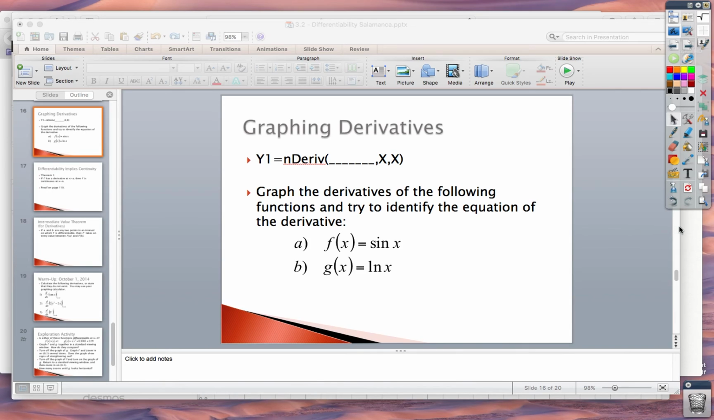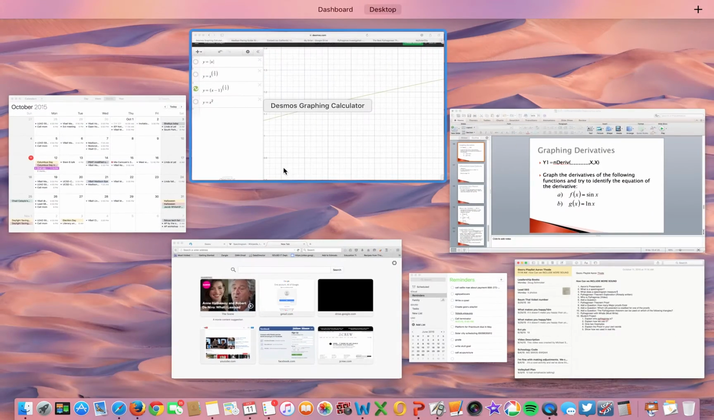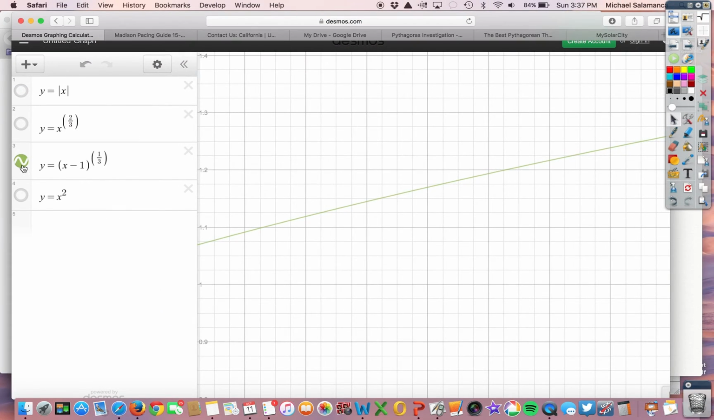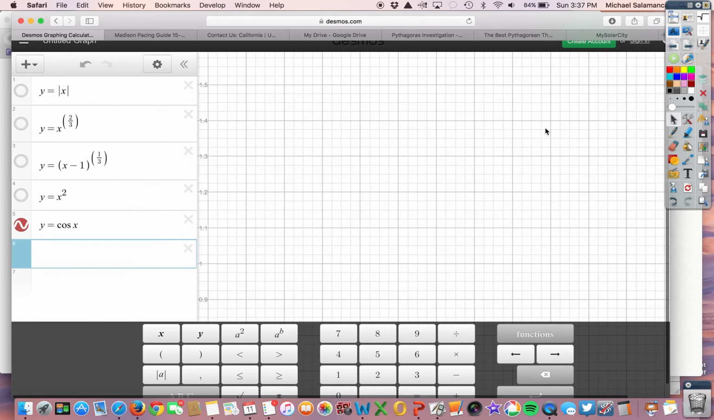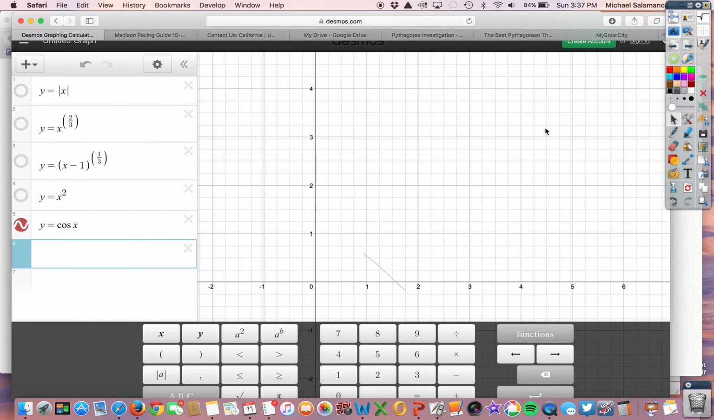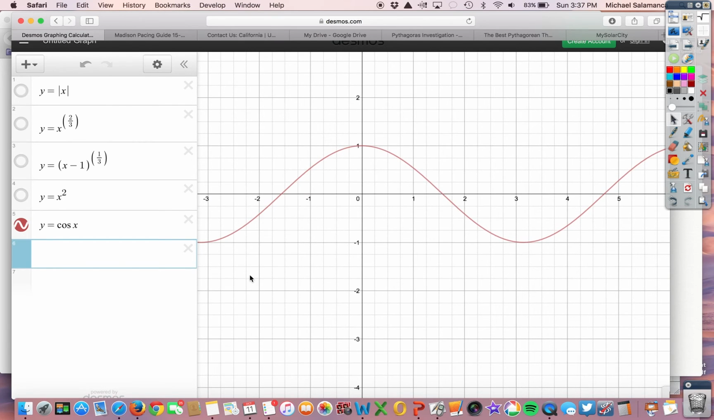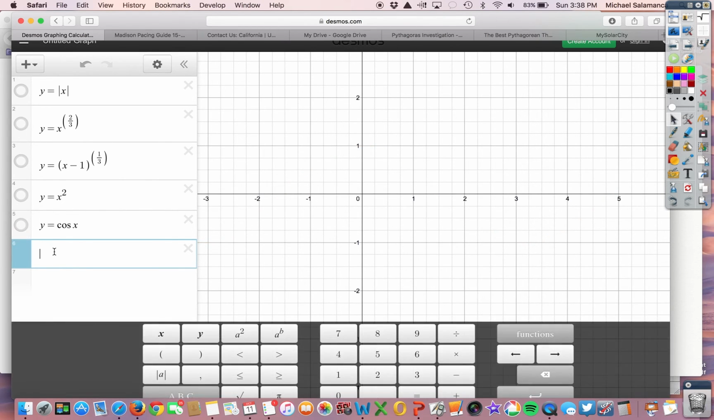If you did it for the first one, f of x equals sine x, then your graph should look like the following. This is what your graph should look like for y equals sine x, because the derivative of sine x is cosine x. And the derivative of y equals ln x is actually 1 divided by x. So this is what your second graph should look like.